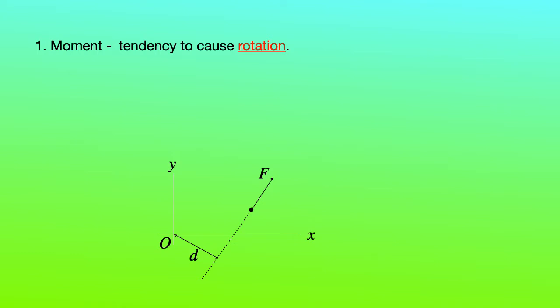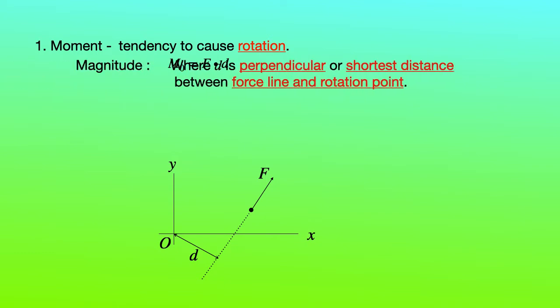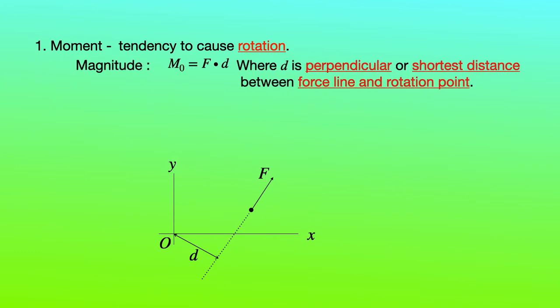Okay, the first thing is about the moment. What is the moment? We define the moment as the tendency of a force to cause a rotation to the system. The moment can be defined as M equals F times d, where d is the perpendicular distance, or shortest distance, between the line of force and the rotation point, point O. So you can see here that d is the perpendicular or shortest distance along the line of force.